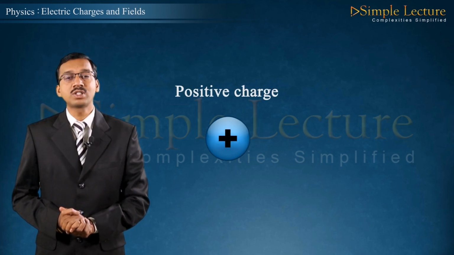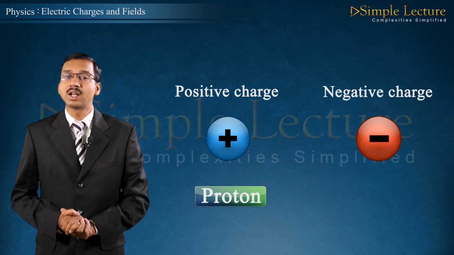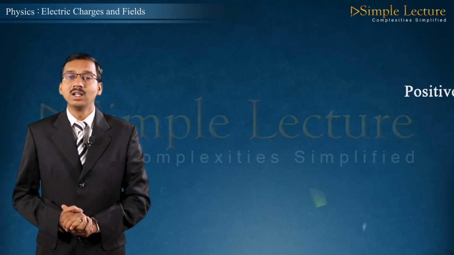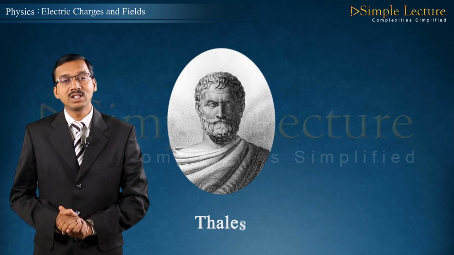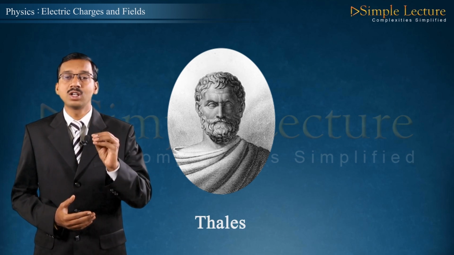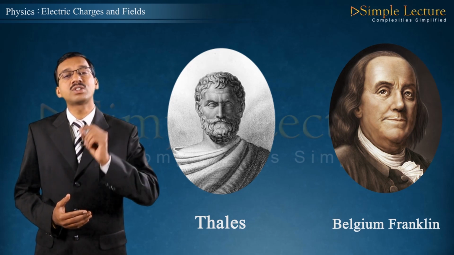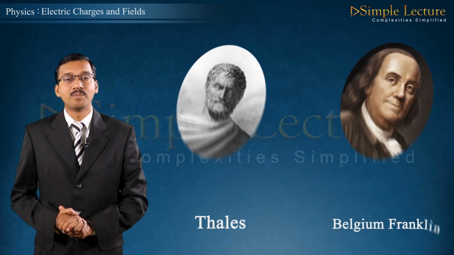One is the positive charge, which is taken as the proton, and the other is the negative charge, which is taken as the electron. Basically, the idea of charge was given by the scientist Thales, and the algebraic signs for the charge, that is the positive sign as well as the negative sign, were given by the scientist Benjamin Franklin.